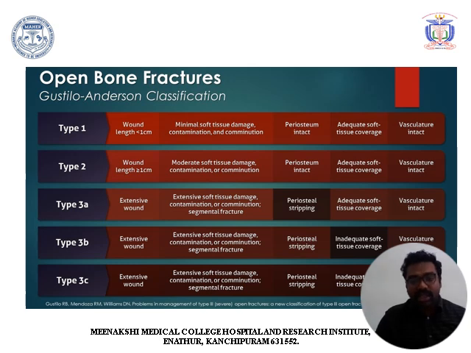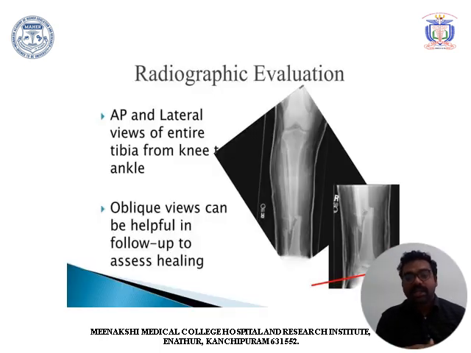This is the Gustilo-Anderson classification, based on the open injury and the size of the open injury, amount of periosteal stripping, amount of contamination, and how much soft tissue cover is required. Usually type 1 is the very puncture wound, and type 3A and B require external fixation, with 3B requiring soft tissue coverage. So essentially you have to take a radiograph, AP and lateral view, assessing one joint above and one joint below the fracture.